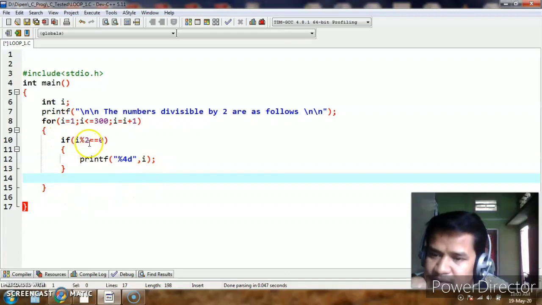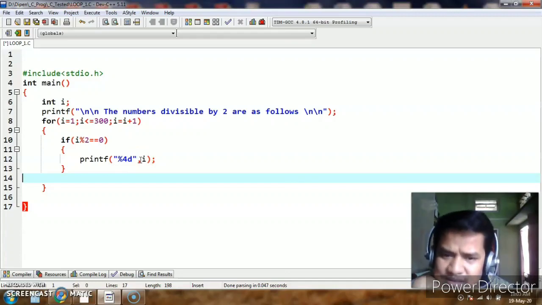4 when divided by 2, the remainder is 0, because 2 twos are 4. 0 remains, so 0 is equal to 0. So 4 will come. That means till now we have got 2, then 4. Like this we will miss 5, because 5 is not divisible by 2 properly. So 6 will come on the monitor, then 8, like this up to 300.